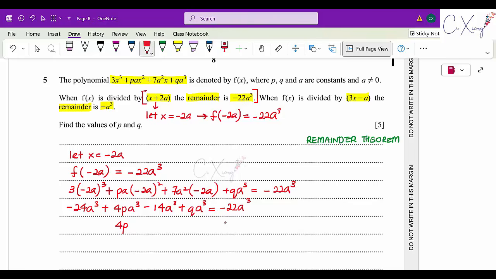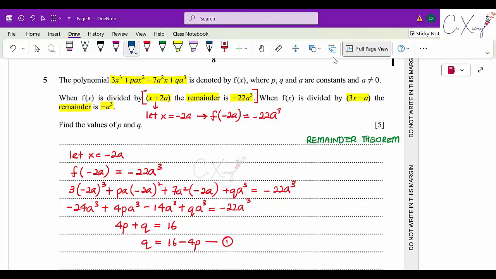For p, negative 24 minus 40 is negative 38. So I'm having 4p plus q equals negative 22 plus 38. Negative 22 plus 38, I will be having 16, right? Then I'm having the first equation, q equals 16 minus 4p. Then how can I get the second equation?